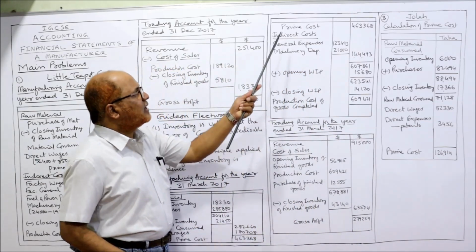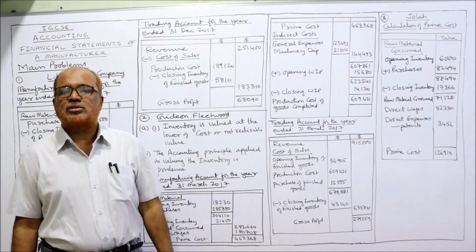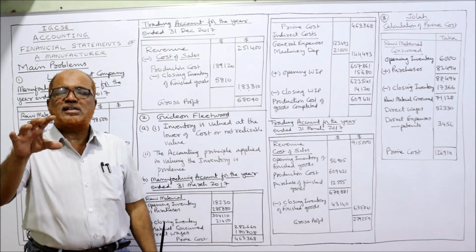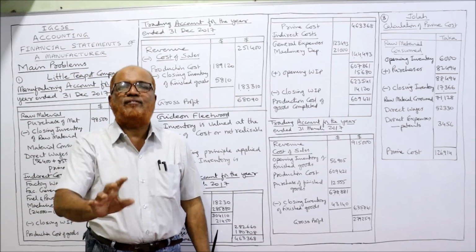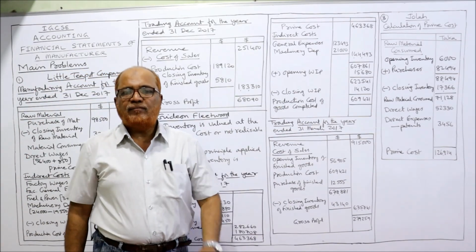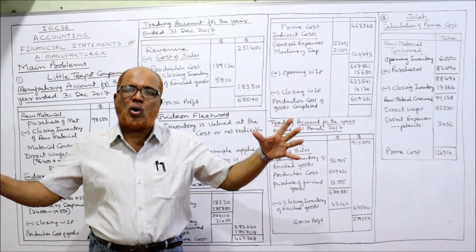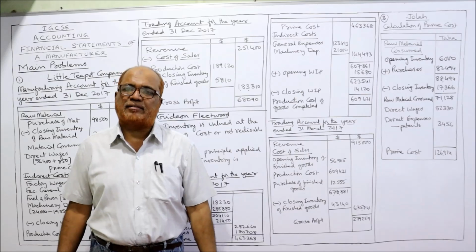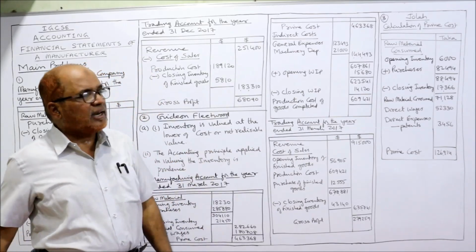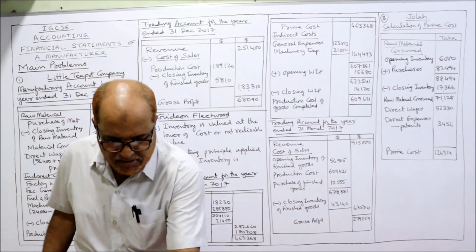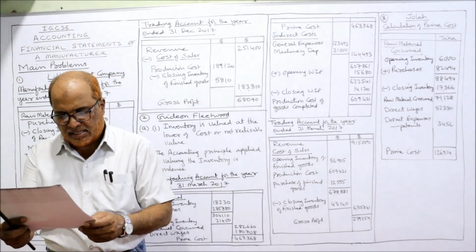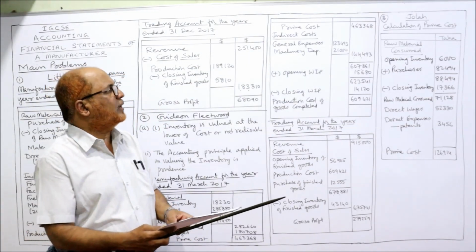Now to prime cost we have to add indirect costs. Indirect costs mean those expenditures incurred in the factory, but not on a particular product; they are incurred on all the products produced in the factory. So what are those general expenses? The general expenses given in the problem are 123,725.